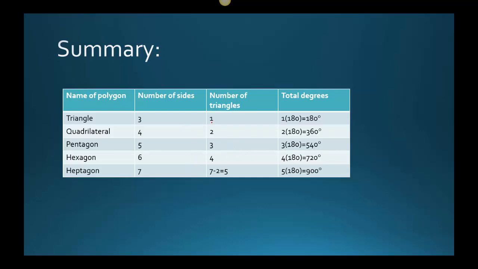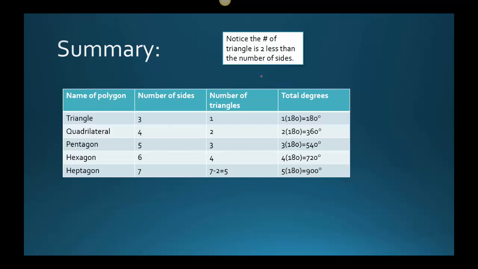So I want you to start seeing that every time I added a side, right? So I went from 3 to 4, I added a triangle. From 4 to 5, 1 more side, 1 more triangle. From 5 to 6, 1 more side, so 1 more triangle. So I'm expecting to go from 6 to 7, instead of 4 triangles, to get 5, and have 5 times 180 is 900 degrees. Something else is happening though too.